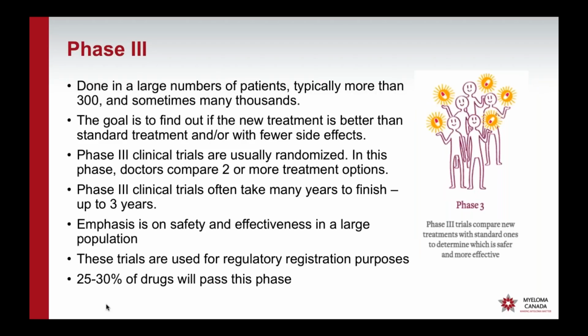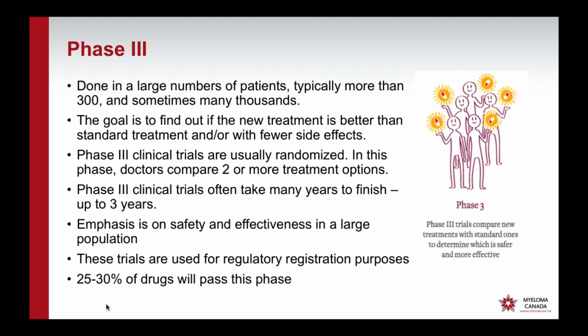Again, in these phase 3 trials, the design can be similar to phase 2, but they're done in a much larger patient population. They're usually randomized, and the doctor will compare maybe 2 or more treatment options. Sometimes they will look at what they call crossover, where patients will be given 1 drug or standard therapy, and if they fail, they can be crossed over to a different drug. These trials can take up to 3 years to complete, and the emphasis again is on safety and efficacy in a larger patient population.